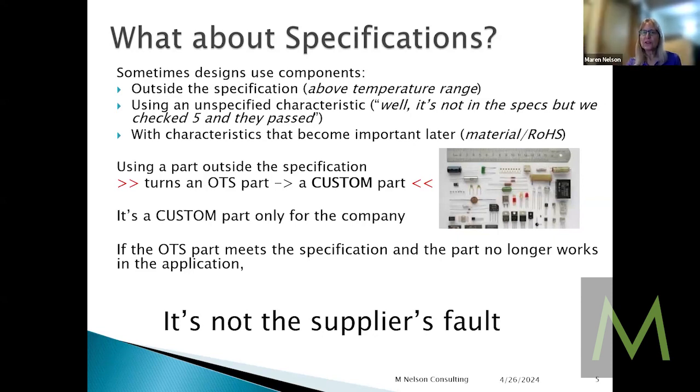So as Luke was saying, they were using an off-the-shelf part, which had a clock range of 10 to 50 megahertz. But they were using it at 7.8 because they'd experimentally tried it and it works at 7.8. Well, it's not in the specs, but we checked 5 and they passed. So in that case, it would be the supplier's fault if I had a problem and they didn't tell me that they were... No, because you're using the part in a way that is outside the specification.